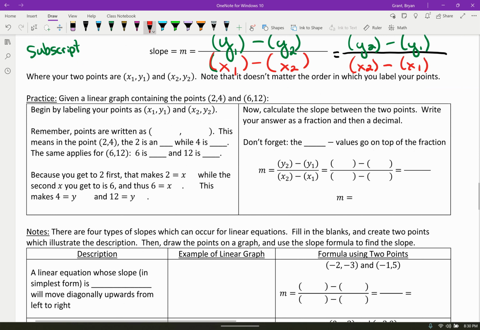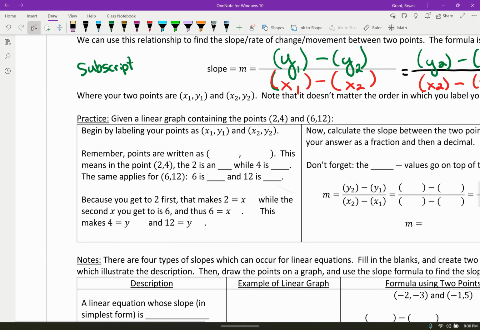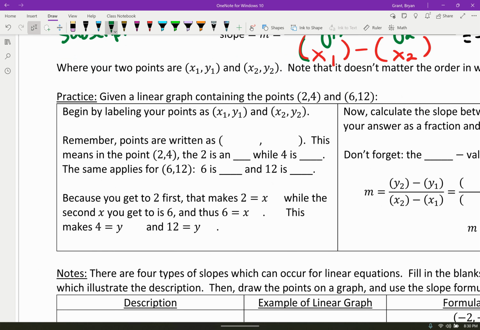So the first thing we need to do is label our points as x1, y1, x2, y2. And the first challenge is remembering if points are x, y or y, x. Well, we've talked a few times today that it's alphabetical order. Points go X and Y. So up above, I have my Y's and I have my X's. X, Y, X, Y. Now I need to give those numbers subscripts so we can use our formula. So here we go. That means in the point 2, 4, the 2 is an X, while the 4 is a Y. And of course, in 6, 12, the 6 is an X, while the 12 is a Y.